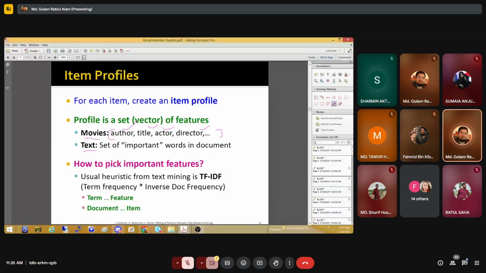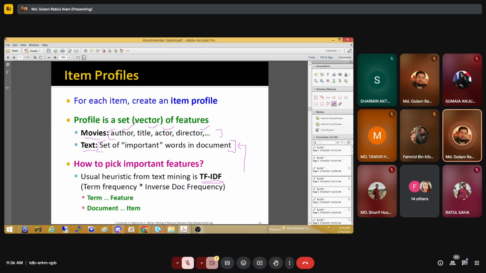For the case of text, as the set of important words in a document, there are several feature extraction methods. We know about TF-IDF vectorization. We know about bag of words. We know about word2vec. We know about word embeddings. All those are feature extraction methods, and we can extract features from the documents or maybe from the comments.